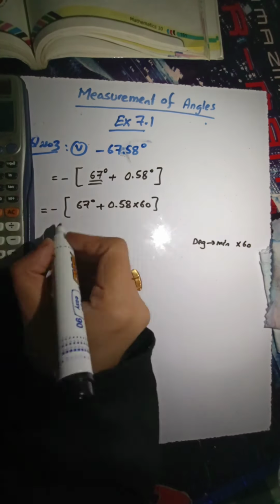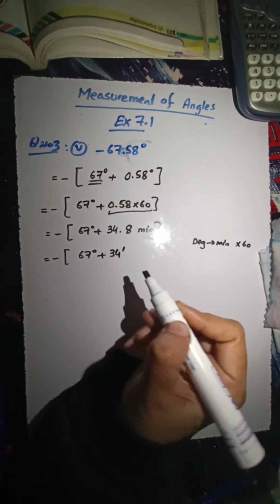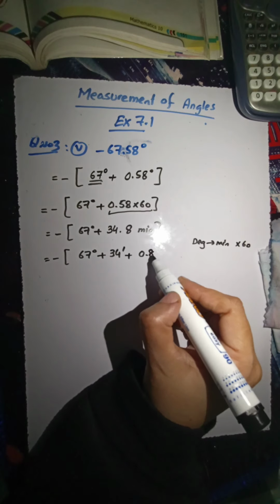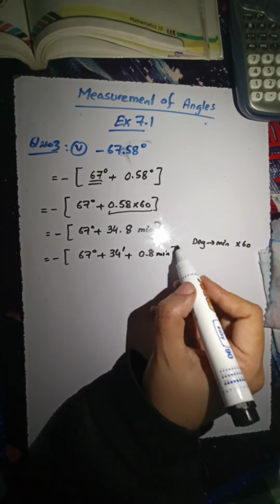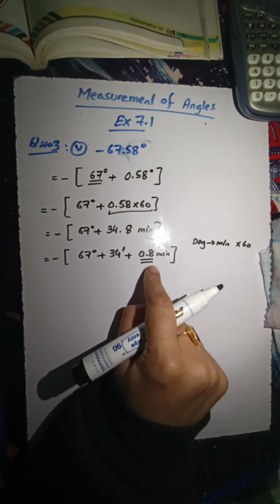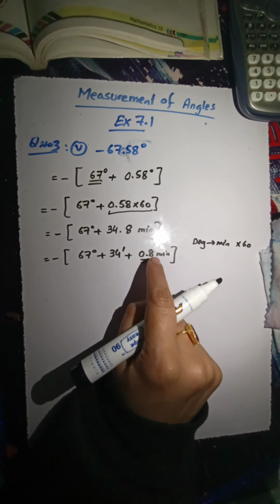As you have multiplied this by 60, it means that over here it is converted to minutes. So what does this mean? It means that you have 67 full degrees plus 34 minutes plus 0.8 of the next minute. These are also minutes but in fractional form. Now I am going to convert these minutes into seconds, because this is not one full minute, it is 0.8 part of a minute. Not a full minute. So 67 degrees plus 34 minutes plus, convert these into seconds.